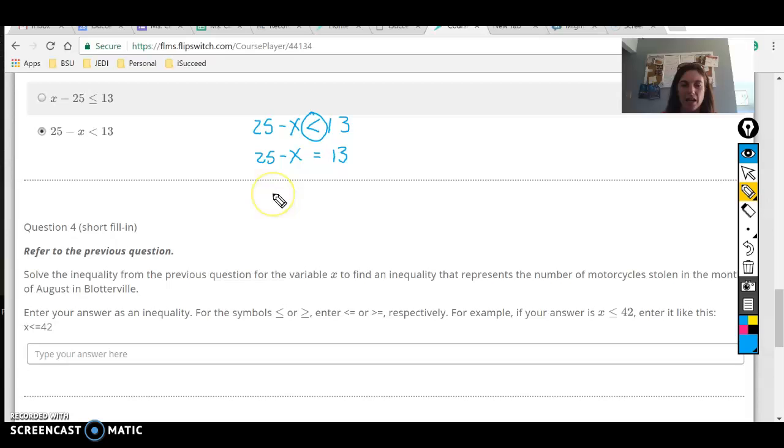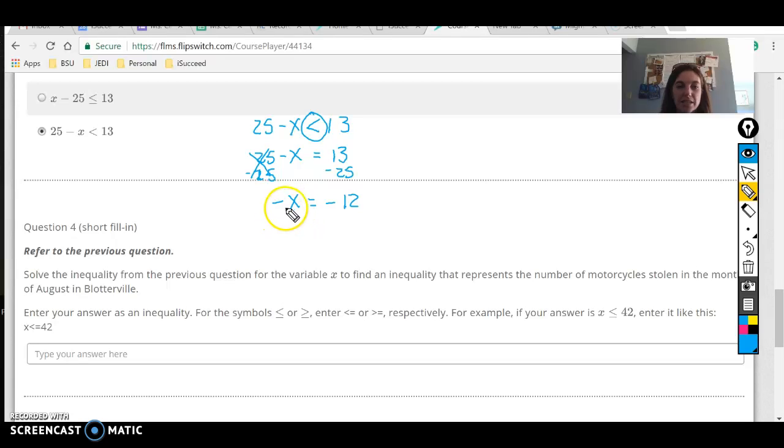One thing that I can do here is I can subtract 25 from both sides. So let's do that. Minus 25 and minus 25. So now this goes away and I have minus X equals minus 12. All right. Now it's super tempting to just say, oh, well then X must equal 12.